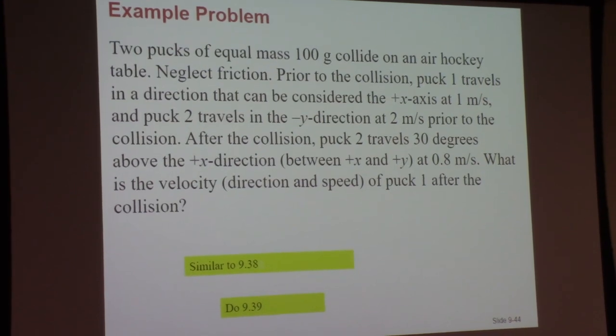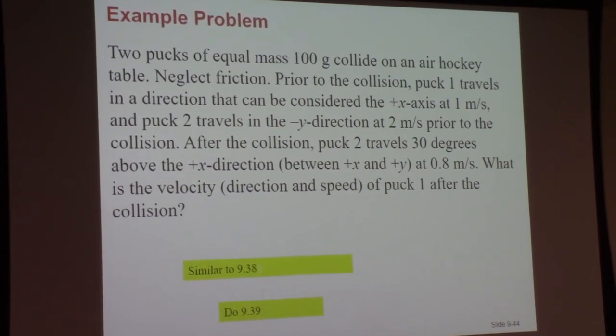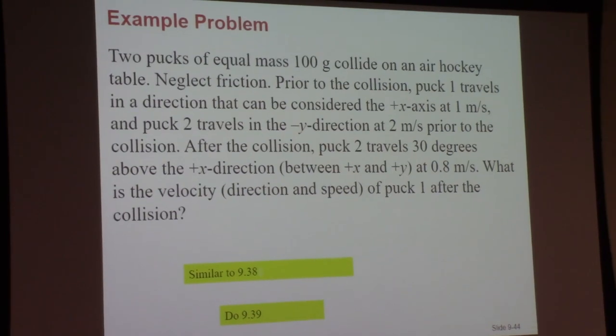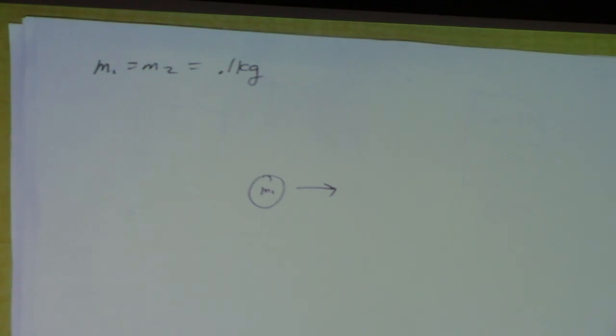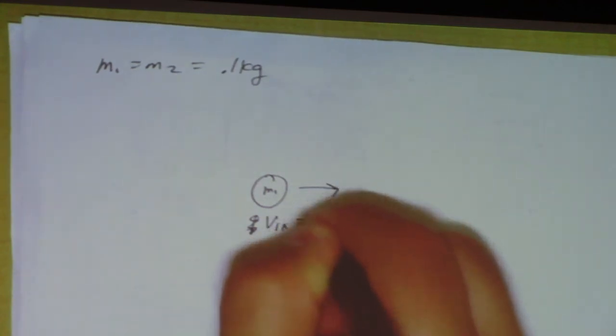Okay, so let's work on this one. Again, it's just going to take more time because there's 2 directions involved. Just like the other ones, we need a picture. These are the same amount of mass. Mass 1 is equal to mass 2, 100 grams, or divided by 1,000, 0.1 kilograms. So we got mass 1 traveling this way at 1 meter per second. So velocity 1 in the x direction.